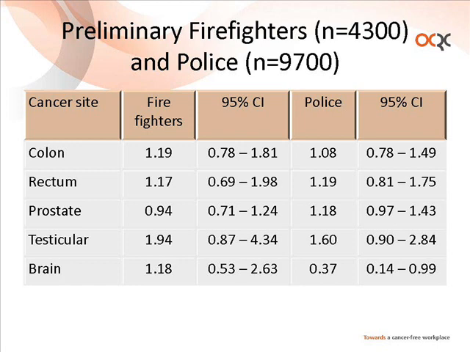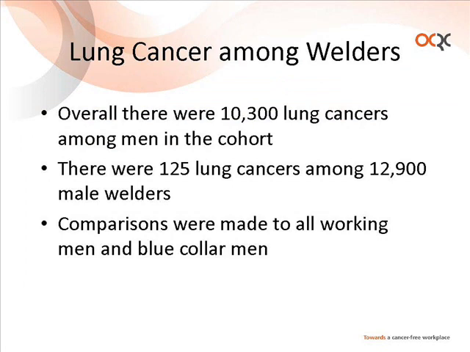But still, we are able to get interesting results when we pull out groups of about this size, as long as we're looking particularly at some of the common cancers. Lung cancers among welders: there are about 12,900 male welders in the cohort, and about 125 lung cancers among them. So that gives you an idea of the kind of size of group and the number of cancers that you get. So lung cancer is not a very difficult one for us to look at with, let's say, moderate-sized occupational groups.